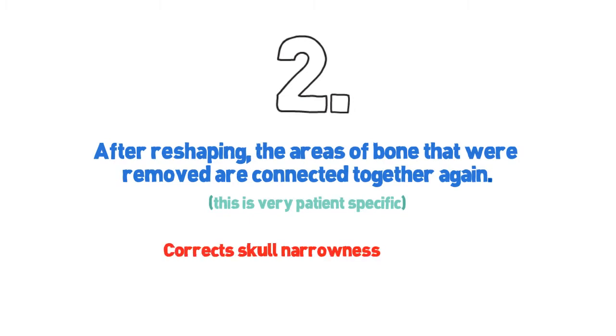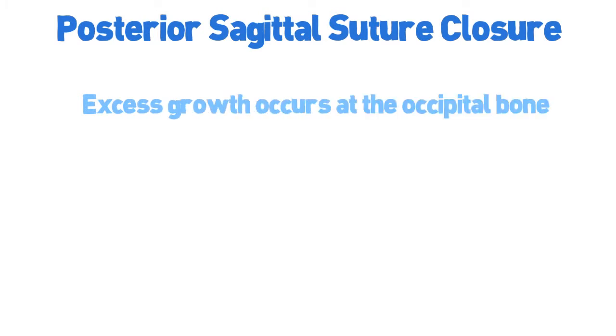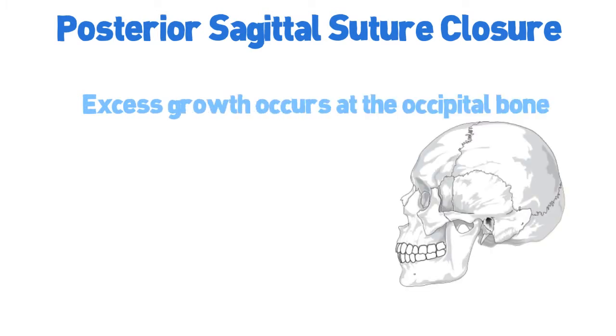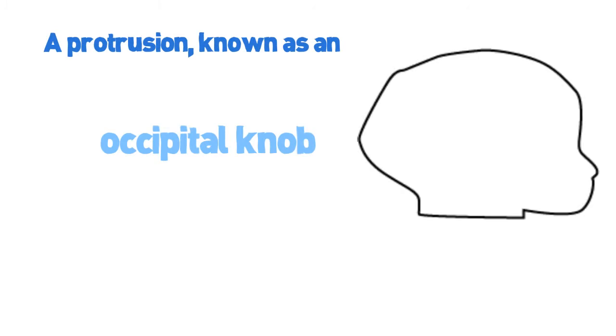Ultimately, this procedure accomplishes the correction of skull narrowness, shortens the back to front length of the head, and corrects frontal bossing. In posterior sagittal suture closures, the excess growth occurs in the region of the occipital bone in the back or posterior area of the head. This follows Virchow's law of the excess growth occurring in an area perpendicular to the fused suture. A protrusion in the back of the head, known as an occipital knob, can form due to this compensatory growth.